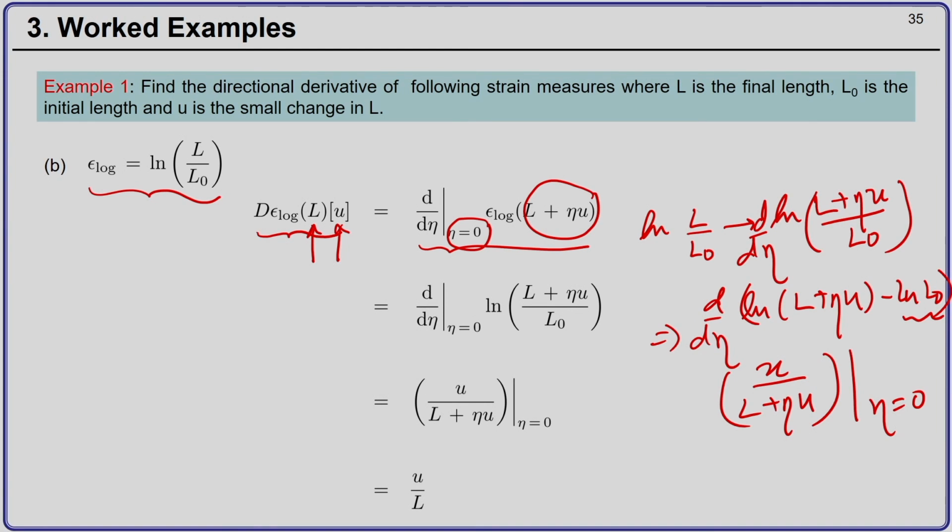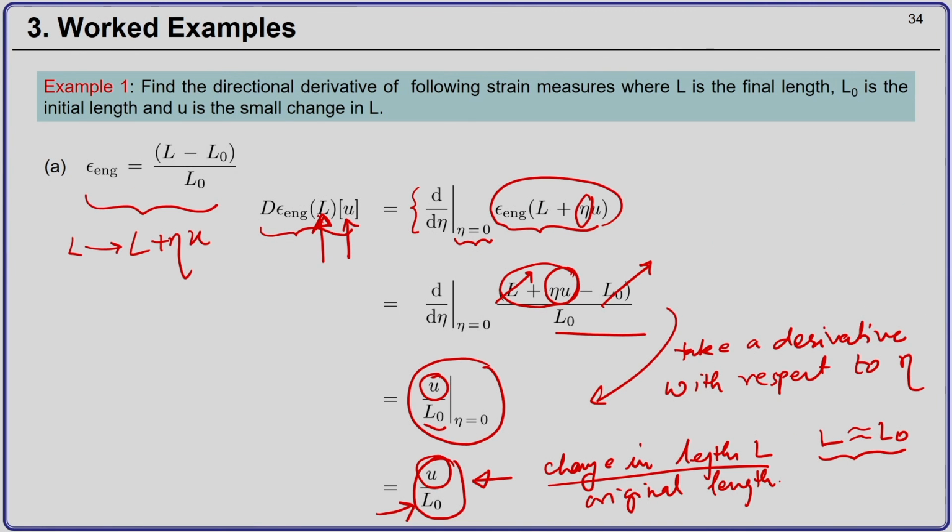So, unlike in engineering strain where there was no eta present, here we have a term for eta. Naturally, when you substitute eta equal to 0, the second term in the denominator goes away, and what you actually get is u by L. So, this is the change in the value of length L divided by length L itself.